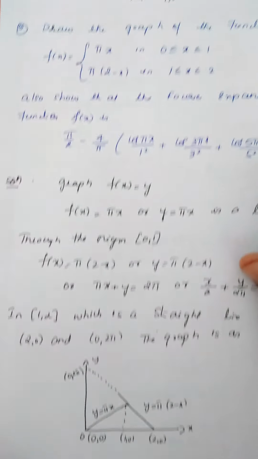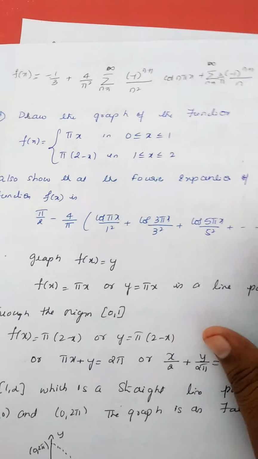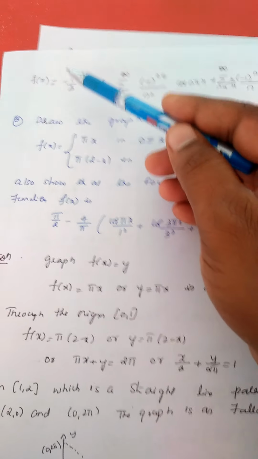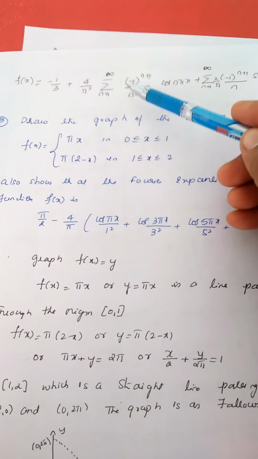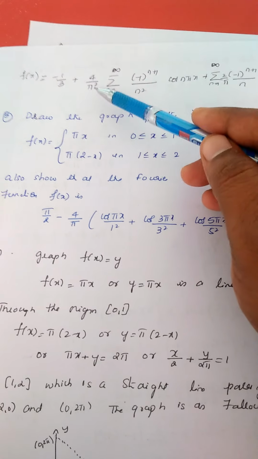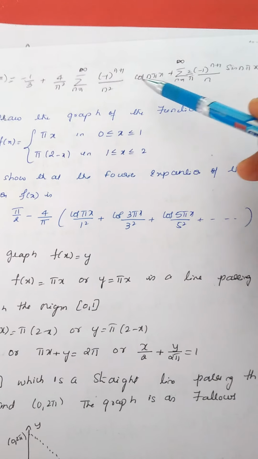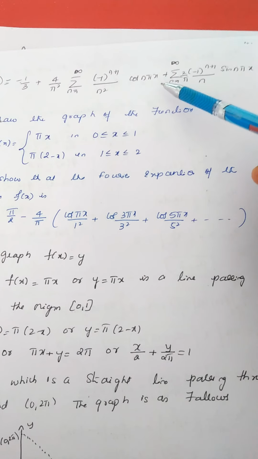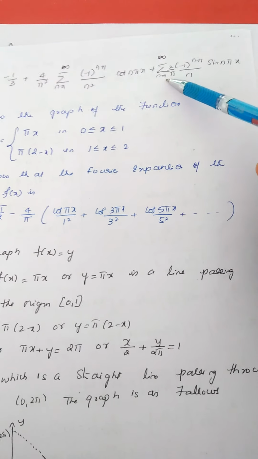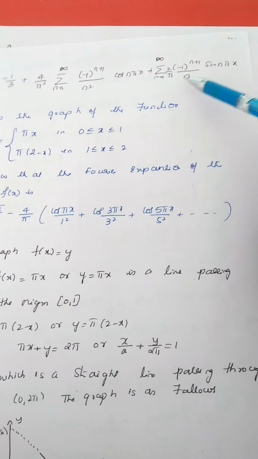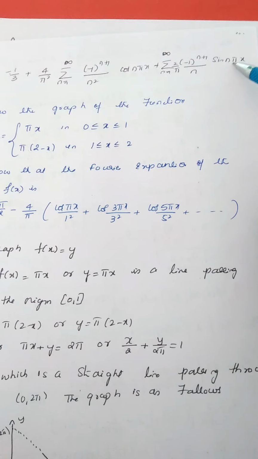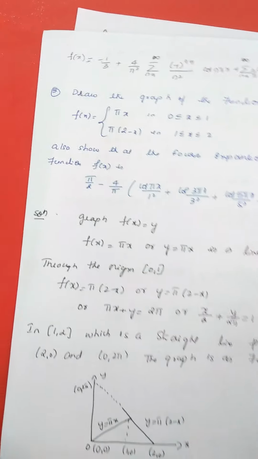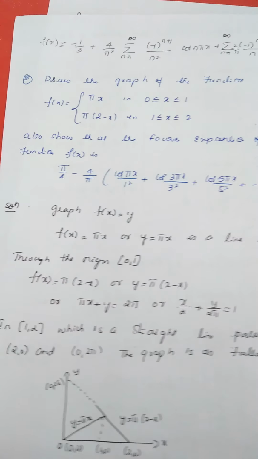Right. Therefore, the Fourier series of this function is given by f of x equal to this value of a naught, plus the sum of this an, with 4 by n square taken outside, into cos n pi x by L, L is 1, n from 1 to infinity, plus this value of bn into sin n pi x by L, L is 1, so sin n pi x. Okay, so this is how we do it.